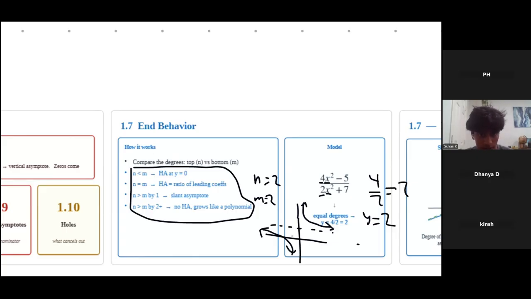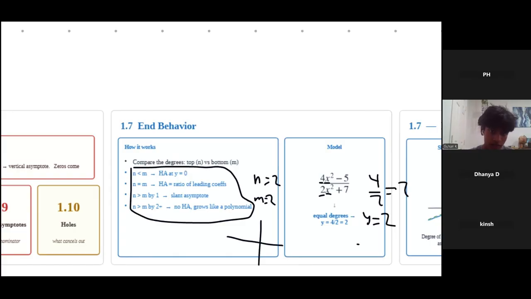Now, if n is greater than m, so if the top is greater than the bottom, then it's a slant asymptote. An example of that would be an asymptote kind of like that. I'm not going to give you an actual function, but here's an example of a graph with a slant asymptote. We look at these lines, and this is going to be one half, and this is going to be the other half. The slant asymptote is like any other asymptote where it doesn't touch it, except it's not going to be a horizontal one.